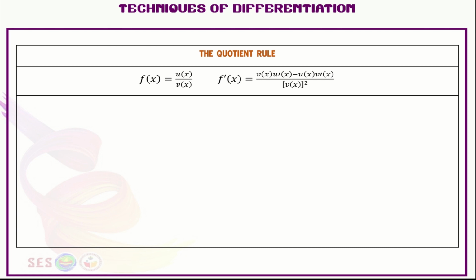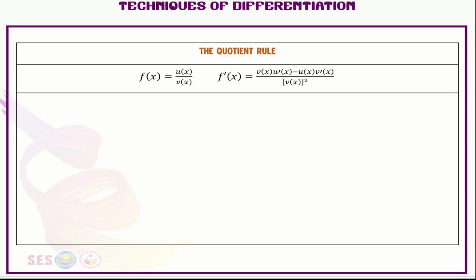So we will continue with the next rule, which is known as the quotient rule. Suppose that we have a function of the type u(x) over v(x), or basically a fraction or a rational function. The formula for differentiating that kind of function is (v u prime minus u v prime) divided by v squared. So let us look at an example.